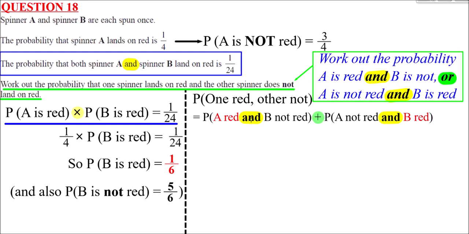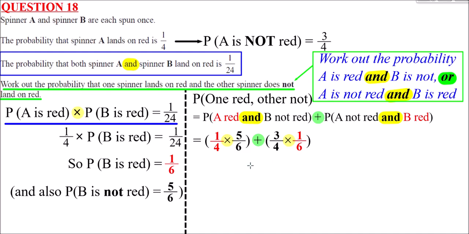So and implies multiply, so we can now add in more information. We know these probabilities as well, so we can just substitute in and solve. The chance of A being red is 1/4, and so multiply the chance of B not being red, which was 5/6, or, so add, the chance of A not being red, 3/4, multiplied by the probability of B being red, which was 1/6.